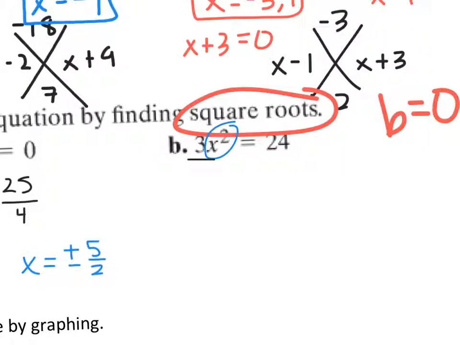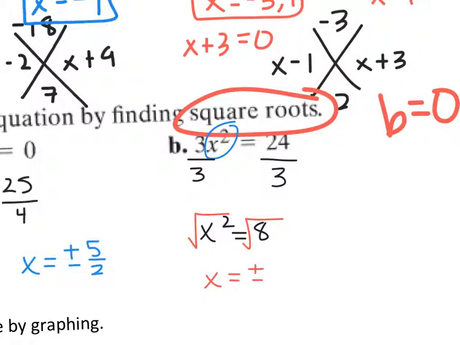So I'm going to divide both sides by 3 to get x squared equals 8. And then I'm going to take the square root of both sides. So it's going to be x equals, and again, it's plus or minus the square root of 8. So I can break down the square root of 8. So 8 is 2 and 4. And 4 is 2 and 2.